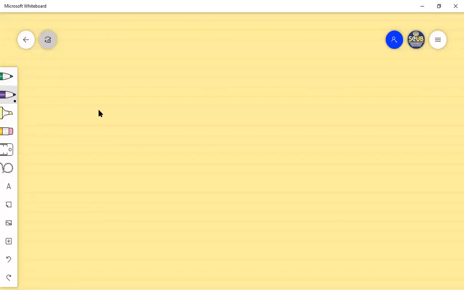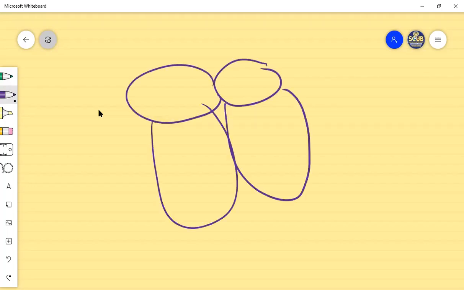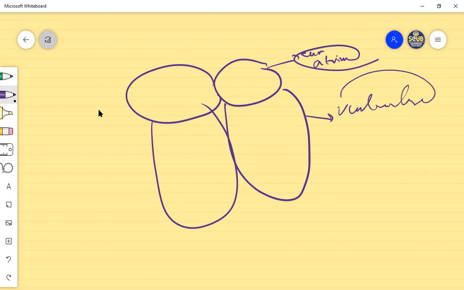Okay, so now we have the heart. The heart contains four chambers, like that. This is like the ear. It's called the atrium. You know this, I think, from anatomy, right? And this is the atrium, and these are the ventricles, right?